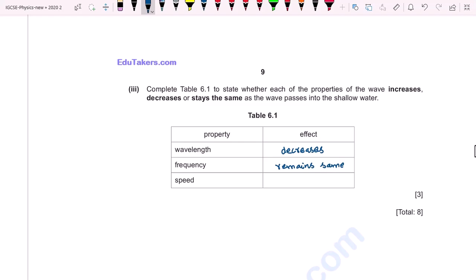And we know that from v = fλ, if the frequency is the same, then v is directly proportional to λ. So if the wavelength decreases, the speed also decreases. So I write here, speed also decreases.